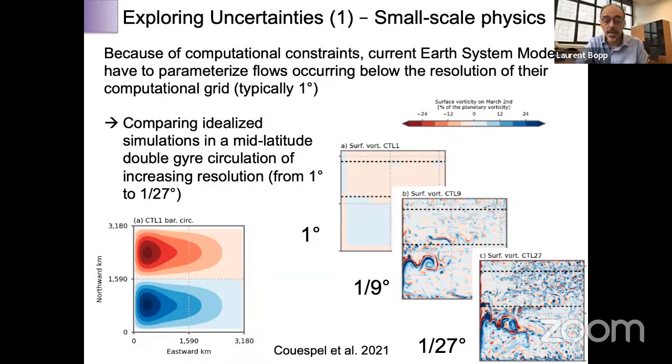And so what Damien Coepel did in this paper, with a model very similar to Pisces, a bit simpler than Pisces, is to explore the role of ocean horizontal resolution in projections using a very simple and idealized model configuration. So it's just a double gyre configuration. Basically, it's mimicking the North Atlantic with the subpolar gyre and the subtropical gyre. And because this is a reduced and idealized configuration, Damien was able to increase the resolution drastically from 1 degree on the top left here to almost 1/30th of a degree.